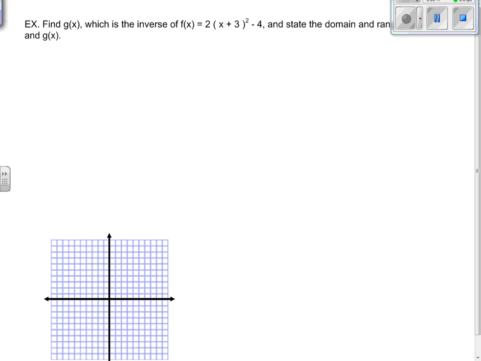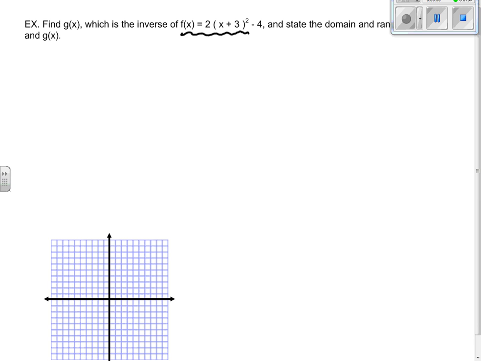Thirdly, find g of x, which is the inverse of f of x equals 2 times (x plus 3) squared minus 4, and state the domain and range of g of x. All right, I'm going to start with f of x. I would like to draw it, and I would like to state its domain and range.